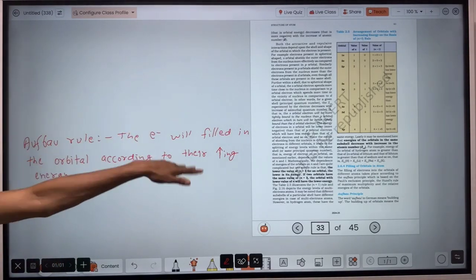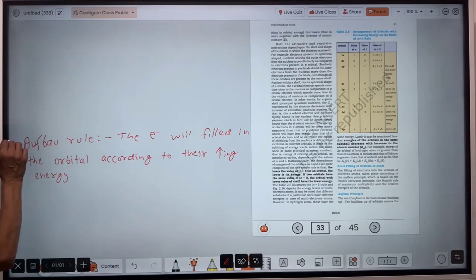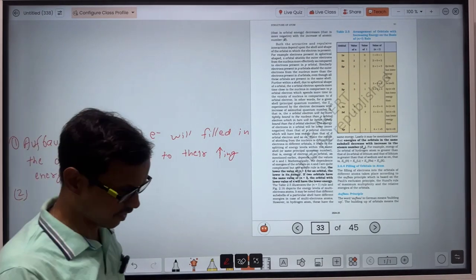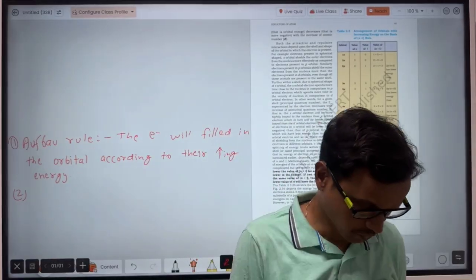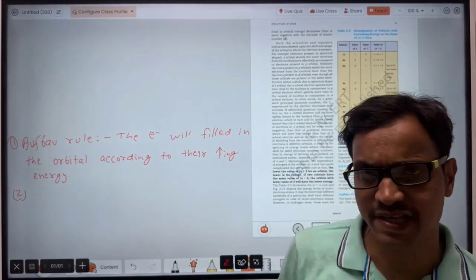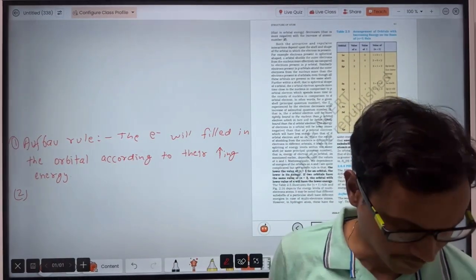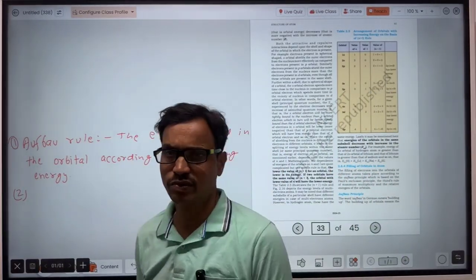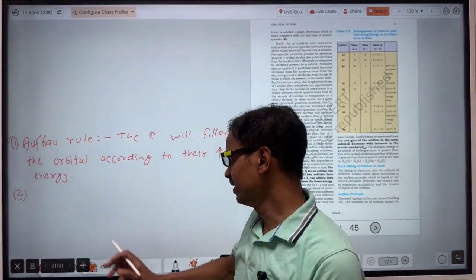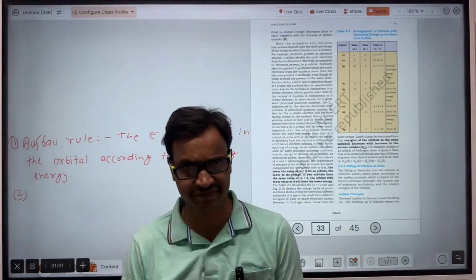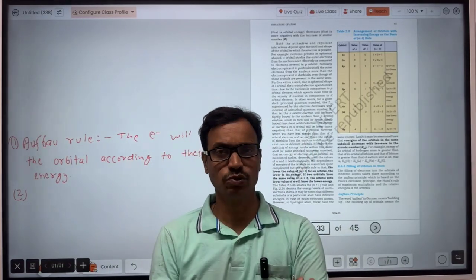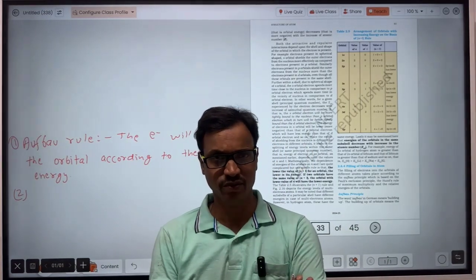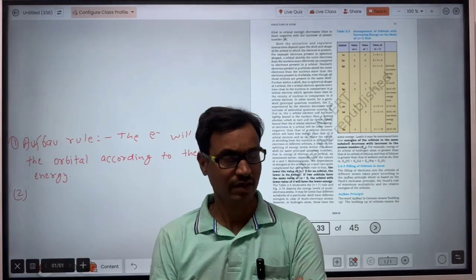About the increasing energy, about that we will discuss. Now Pauli's rule states that no two electrons can have the same set of all the four quantum numbers. That is told by Pauli's rule.